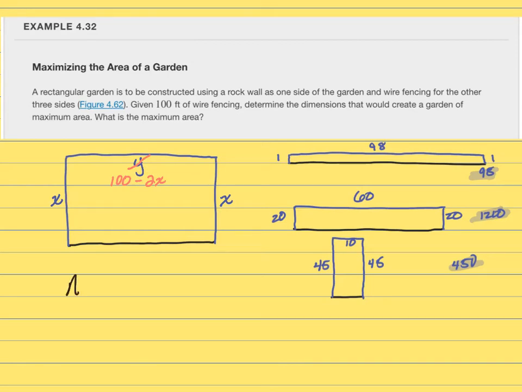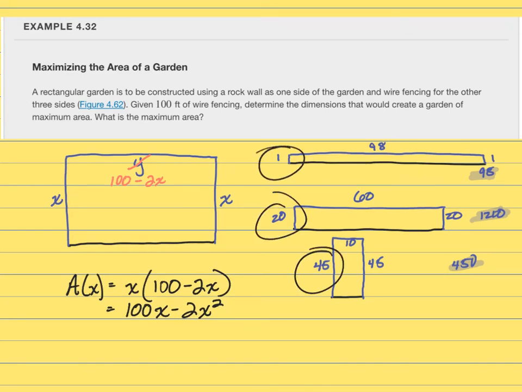If we replace the y with 100 minus 2x, then all of a sudden we're dealing with x's only. The formula for the area of a rectangle like that is base times height, or 100x minus 2x squared. Depending on what we choose as the side of our rectangle, it could be 45, it could be 20, it could be 1. We can plug that in for x, and that will give us our area.